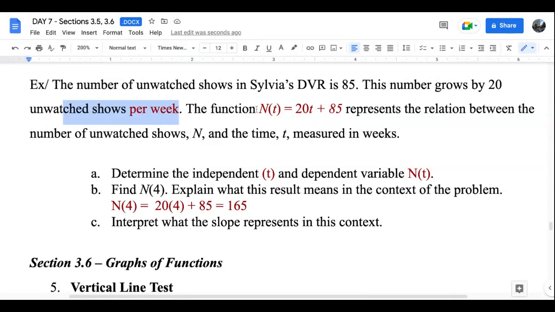The function n of t equals 20t plus 85 represents the relation between the number of unwatched shows n, so it's how many unwatched shows, and the time t. So t represents the time measured in weeks. So this is per week. Each week she gets 20 more. So 20 is the slope, right? So 20 times the number of weeks, plus she already has 85 unwatched.